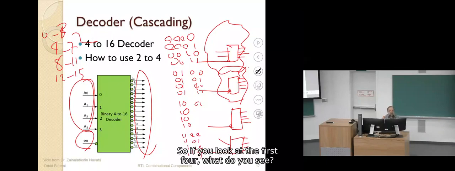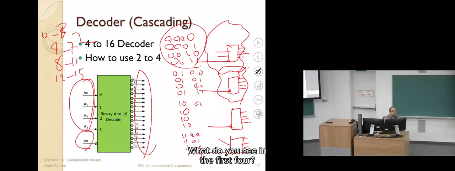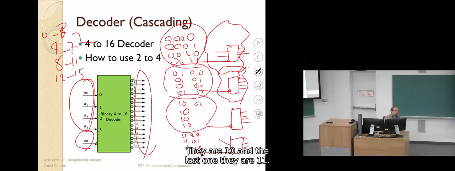Okay. So if you look at the first 4, what do you see? What do you see in the first 4? Yeah? All of the 2 furthest left columns are 0. So A3 and A2 are 0 for this 4. What about this 4? A3 and A2 are 0, 1 for the next 4. What about this? They are 1, 0. And the last one, they are 1, 1.